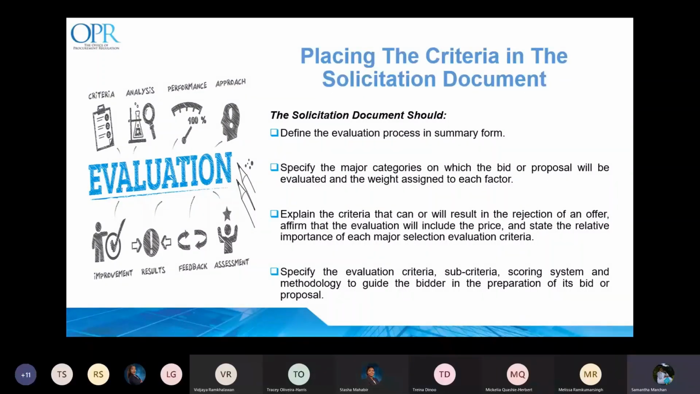Explain the criteria that can or will result in the rejection of an offer. Affirm that the evaluation will include the price and state the relative importance of each major evaluation criteria. And specify the evaluation criteria, sub-criteria, scoring system, and methodology to guide the bidder in the preparation of its bid or proposal.